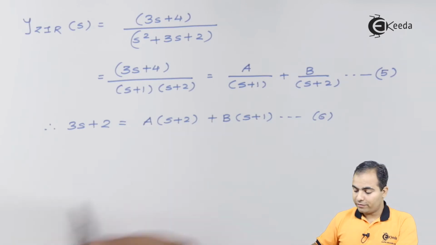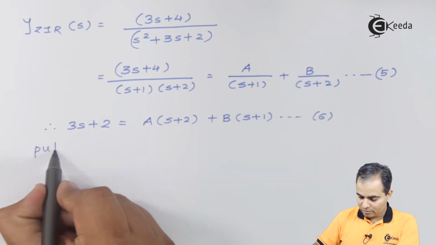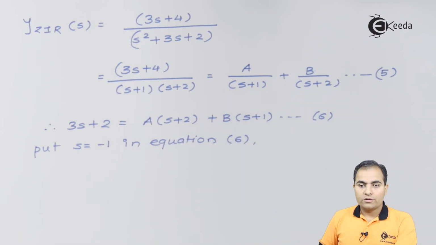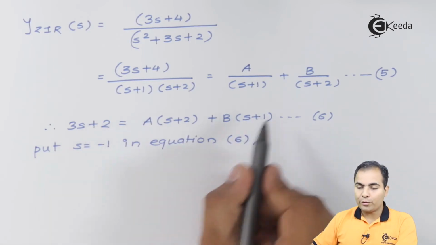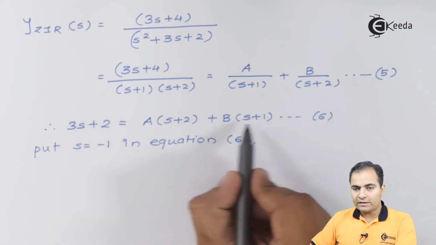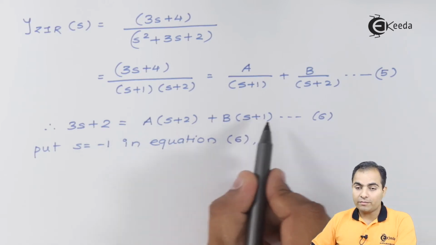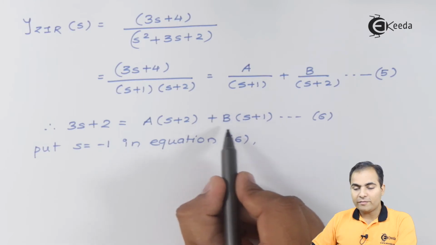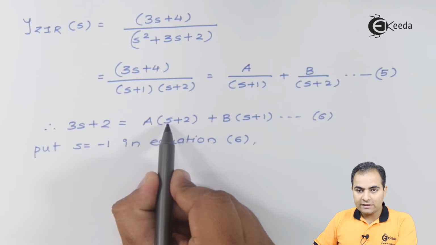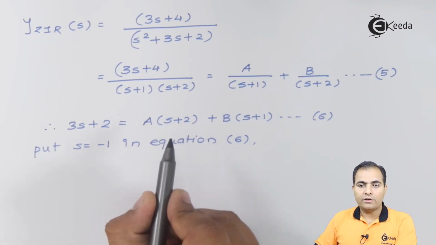Now, what you are going to do? We are going to substitute the values of s to calculate the value of a and b. So I'm substituting s equals to minus 1 in equation number 6. So all this s is replaced by minus 1. Look at it. In the last step, we have s plus 1. If this s is replaced by minus 1, then minus 1 plus 1 will give us a 0. So 0 is multiplied with b. So whole b term will be removed. Now, look at it. If this s is replaced by minus 1, then 2 minus 1 will give us value 1.